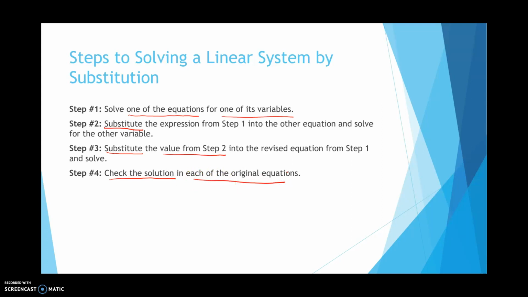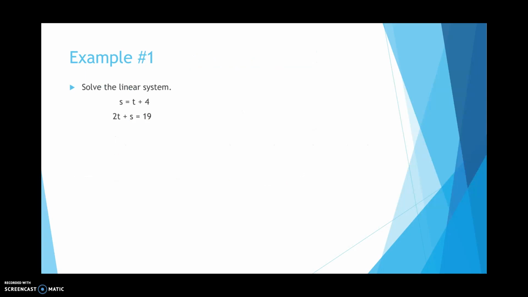So without seeing this before, it might be a little confusing, but in the next few slides, I'm going to show you some examples. So this clarifies what you need to do to solve working with substitution. So here we have our first example. You are going to see questions in this section that say solve the linear system. Here we're not working with x and y, we're working with different variables, s and t, but it means the same thing. So my first equation is s equals t plus 4. The second equation is 2t plus s equals 19.